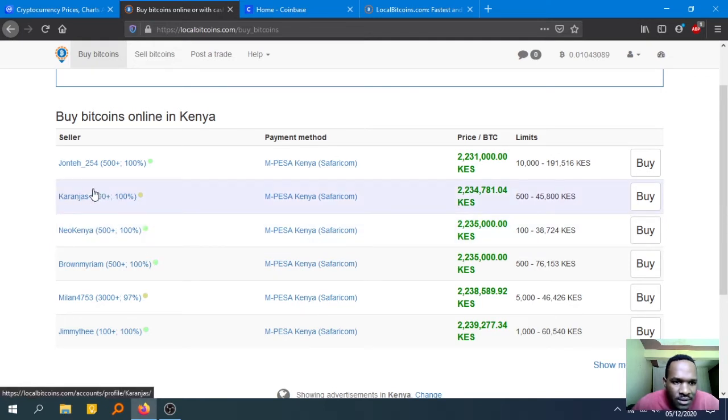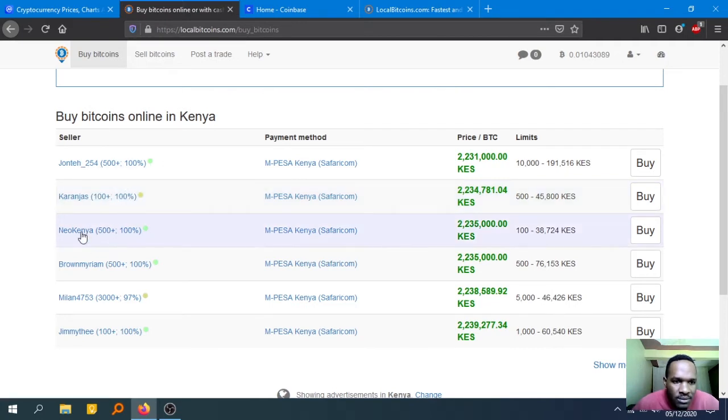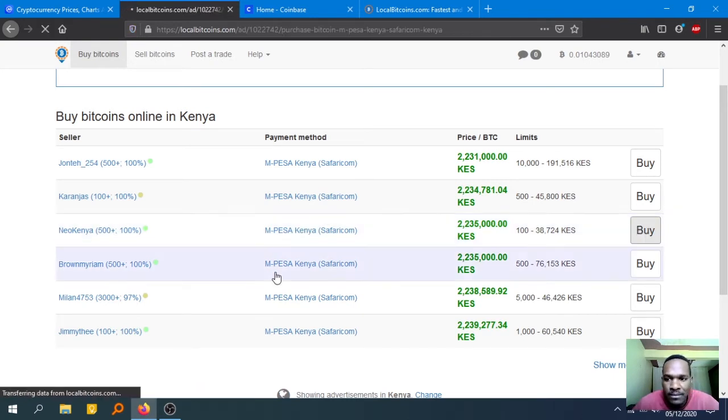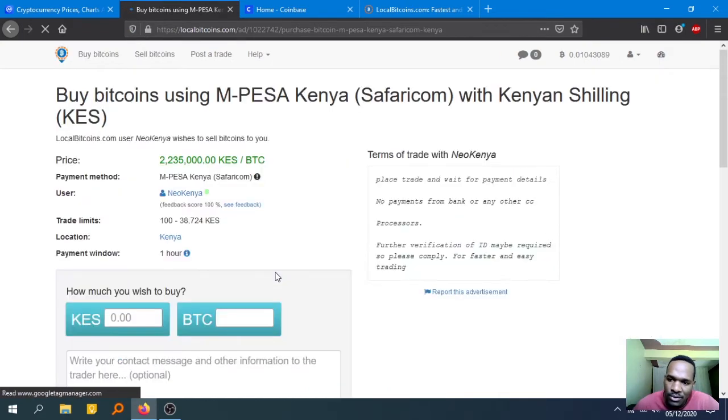Also, you can see that this person has made more than 100 transactions, 100% of which are successful, while this person has done 500 plus transactions. So this is a little bit better, although it's a little bit expensive. But the good thing is that I'm within the limit. So what I'm going to do, I'm going to click on this. So that's okay. When you want to buy, you have to click on that part.